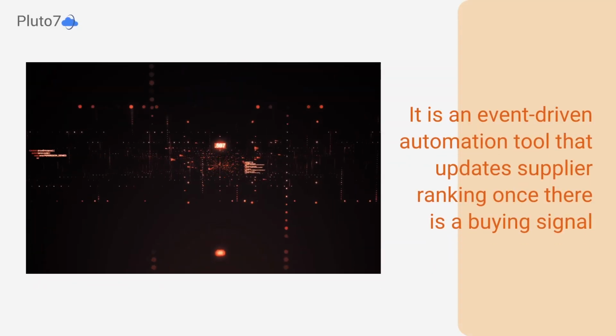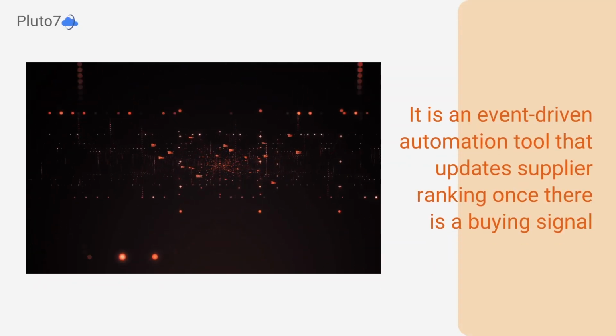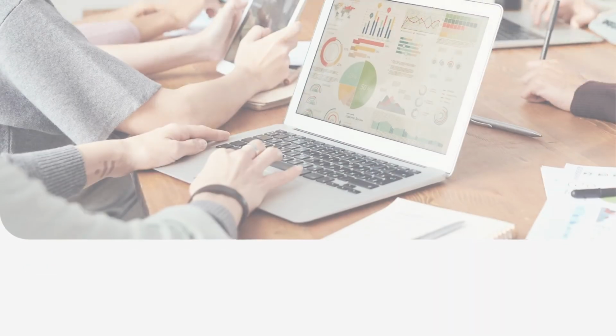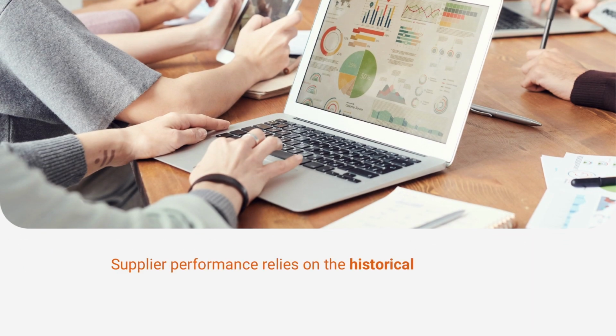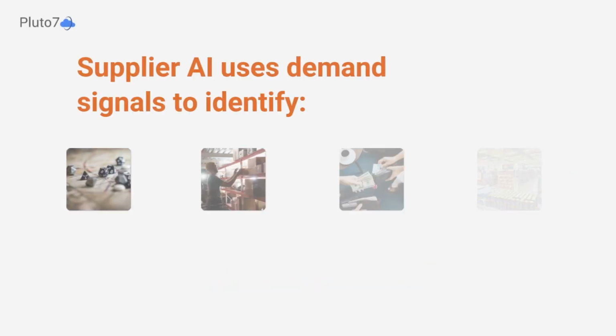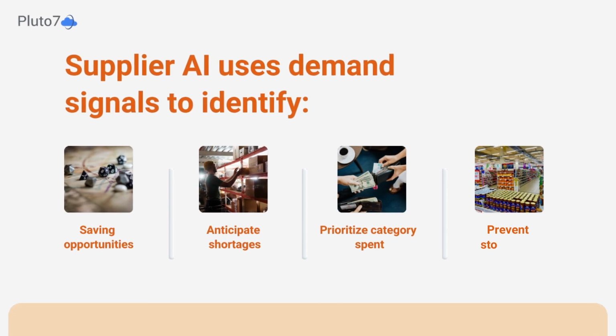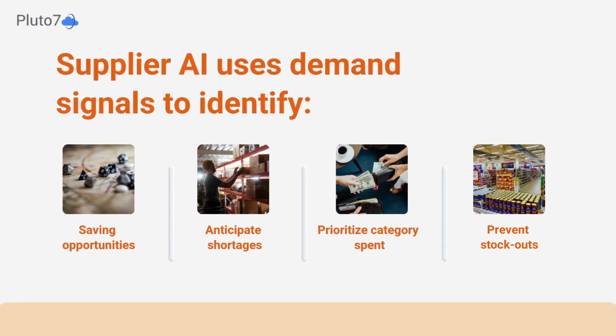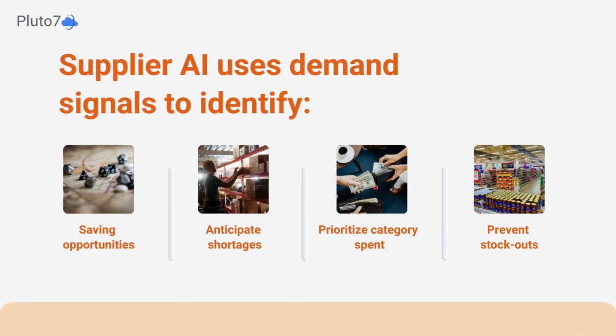Supplier AI is an event-driven automation tool that updates supplier ranking once there is a buying signal. Supplier performance often relies on historical data that is not connected to demand signals. Supplier AI uses demand signals to identify saving opportunities, anticipate shortages, prioritize category spend, and prevent stockouts.